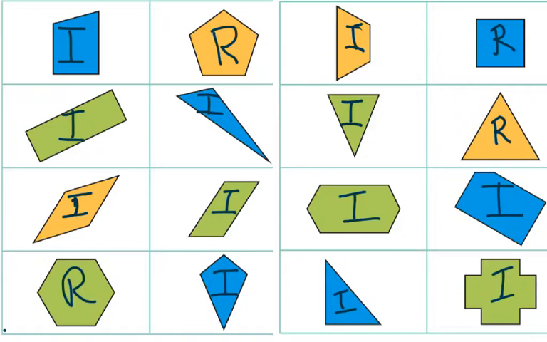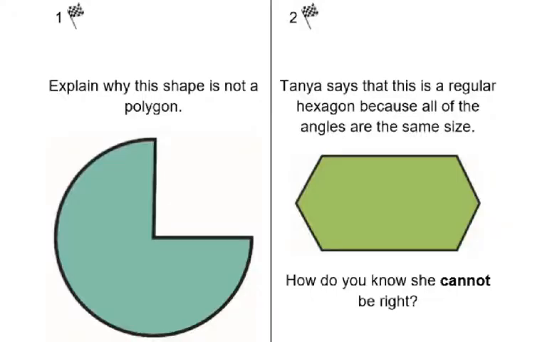Okay, so some ones to pull out from here to remember. Regular pentagon, we've got a square. Scalene triangle, isosceles triangle, equilateral triangle. Rhombus, parallelogram, kite, right-angled scalene triangle. Those are some nice ones to remember for you.